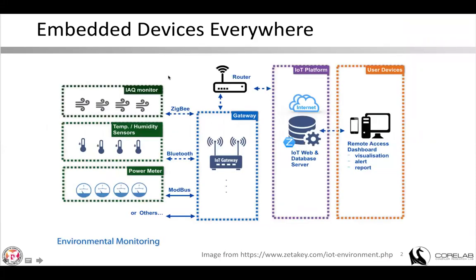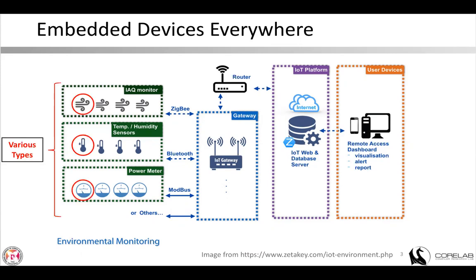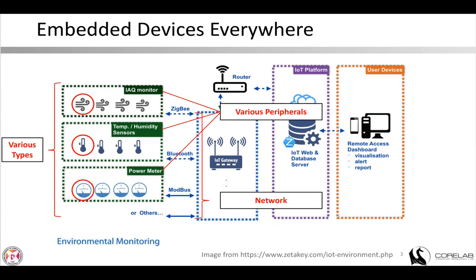These days, as our living environment becomes smart, embedded devices are everywhere. For example, in this environmental monitoring example, there are embedded devices that measure various numbers around them and send the collected data to the cloud. They are in charge of various functions and accordingly use various peripherals. And they are also connected to a network. Such embedded devices are already available on the market in various forms.